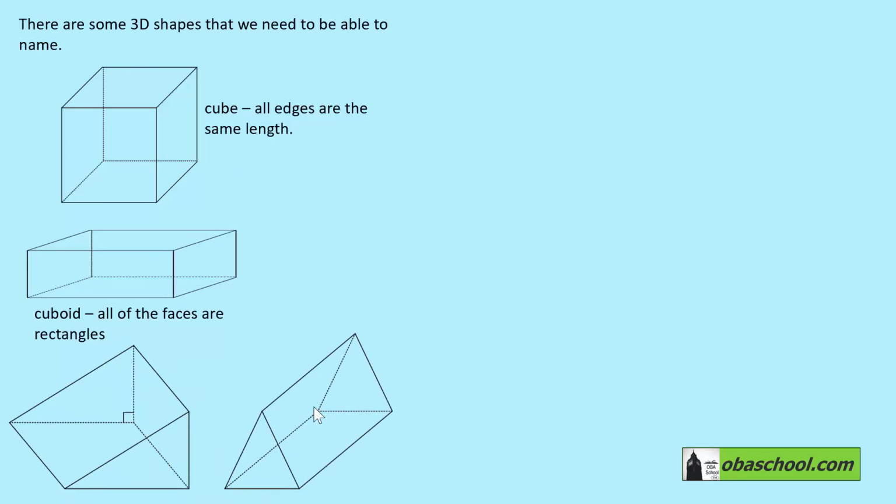These are prisms. A prism is a shape that has a cross-section which is the same all the way through a shape. So we get some sort of end shape like a triangle or a rectangle, and then all of the other faces that go around the shape are rectangles. In this case, these are triangular prisms because the ends are triangles. In this case, a right-angled triangle at the end here, and in this case we have some sort of isosceles triangle.